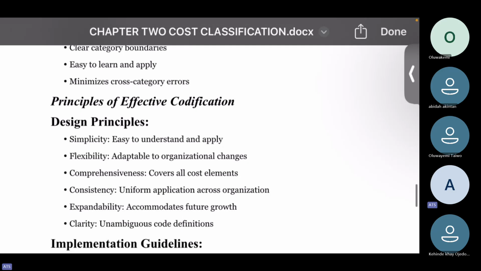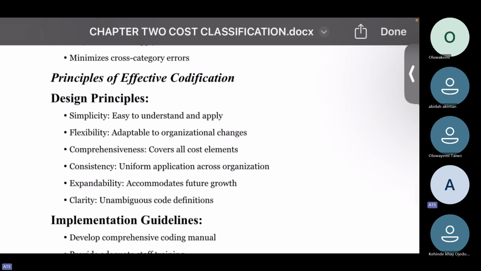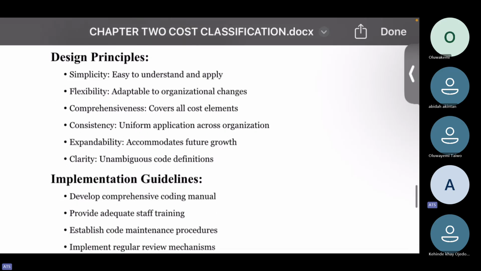Now, for your codification to be effective, there are certain principles you should have in place. You should make sure it is easy to understand and apply, and that you can easily adapt it to organizational changes. So it's not that when things are changing, you have to totally change it. It should be editable. Then comprehensiveness: it should cover all cost elements. So it's not that it will cover direct material and direct labor and not cover indirect costs. Expandability: it should be able to accommodate future growth. Organizations should operate with the mindset that they want to grow in the future, so whatever system you are designing, you should be able to accommodate whatever growth you want. And in clarity, yes, it should be unambiguous, just like simplicity.